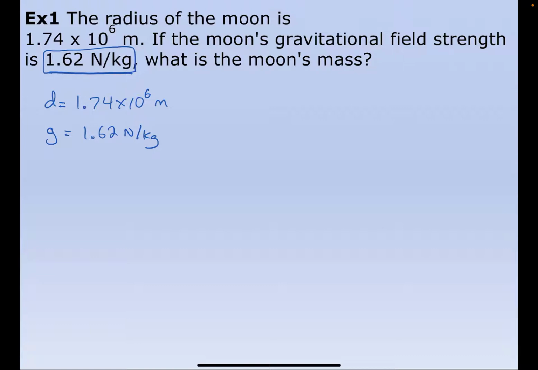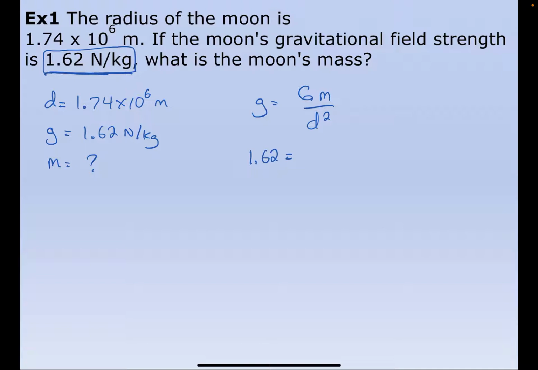So the radius of the moon is given. Moon's gravitational field strength. What is the mass of the moon? That's the question mark. Okay, we know little g is given by this equation. Little g is 1.62.